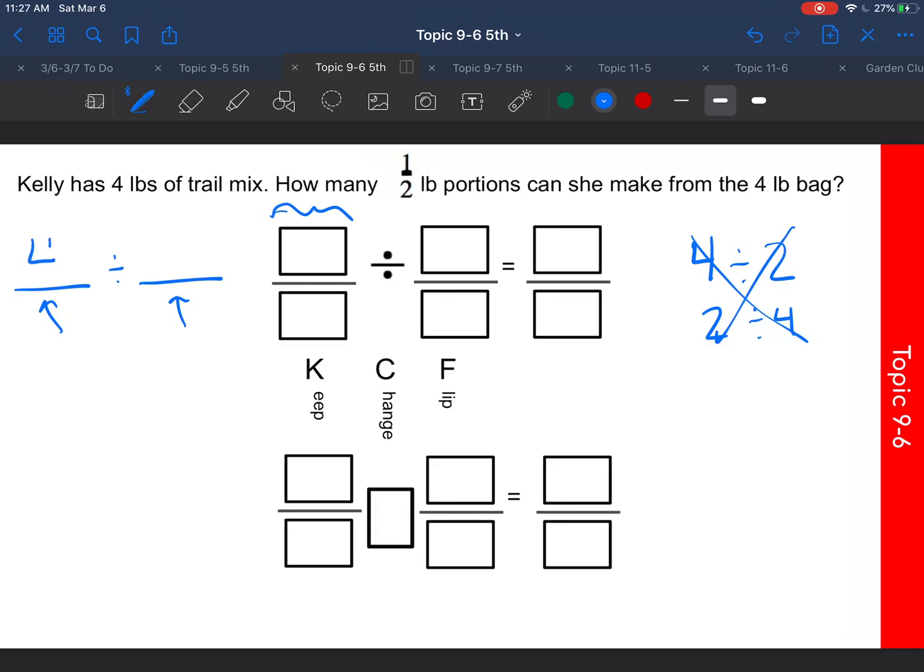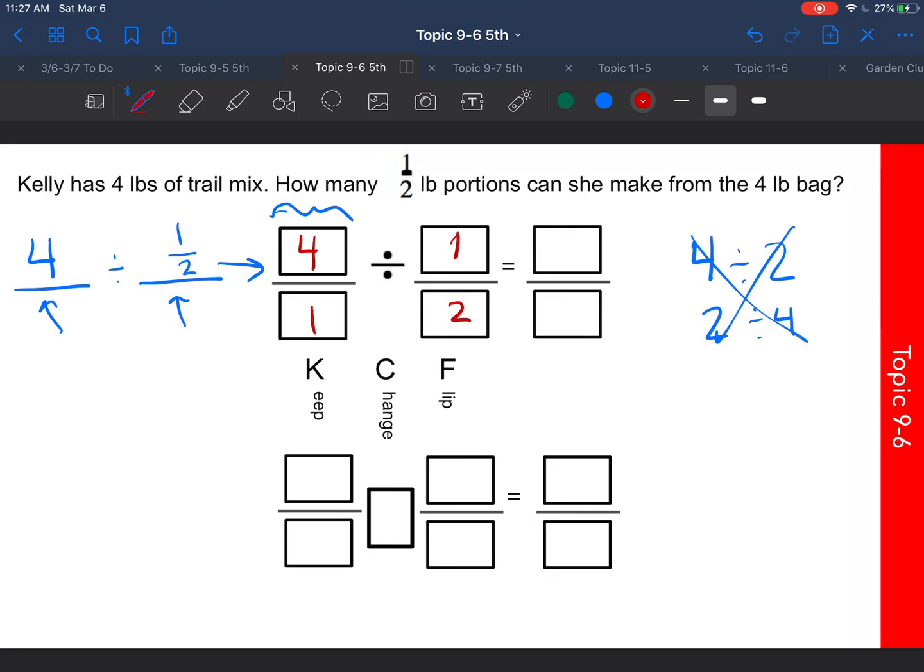Well, 4 pounds of trail mix are being shared, okay? And you're seeing how many half-pound portions are there in it. So 4 is being divided by 1/2. So we're going to write it in this space. Now again, the 4 we want to make over a 1 divided by half.